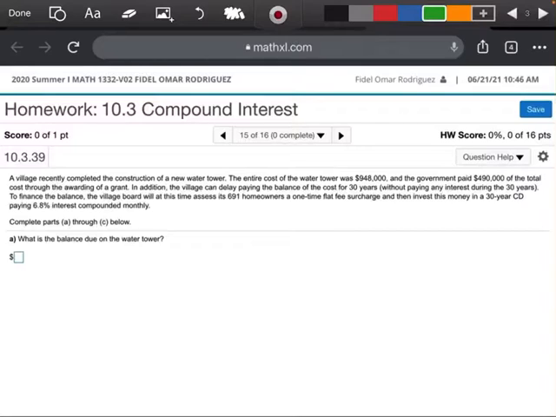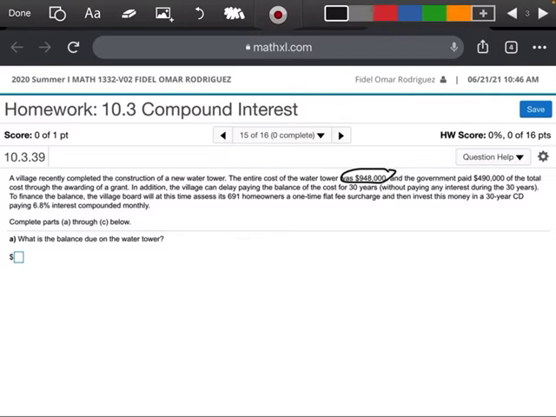To finance the balance, the village board will at this time assess its 691 owners a one-time flat fee surcharge, and then invest this money in a 30-year CD paying 6.8% interest compounded monthly. All right, so part A says, what is the balance due on the water tower? All right, so let's see if we can figure this out.